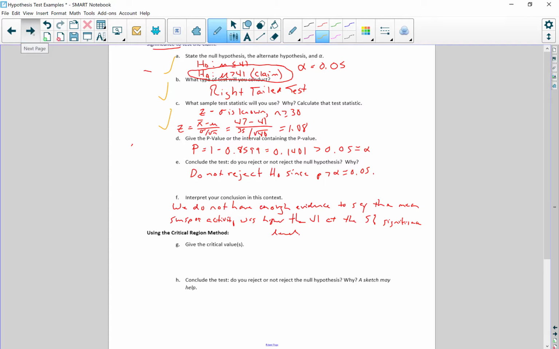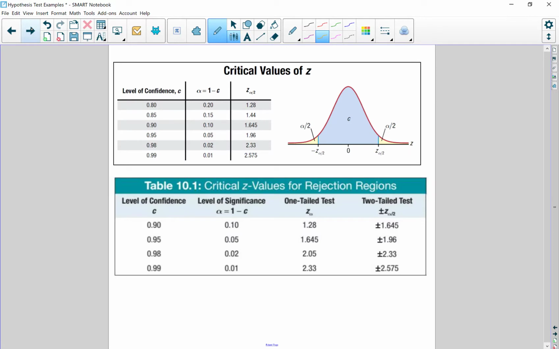So remember, to find the critical regions, you can use table 10.1, which is what I referred to in the notes. To use table 10.1, you just go down, alpha is going to be 0.05. And then we're doing a one-tailed test, so 1.645 is our critical value.